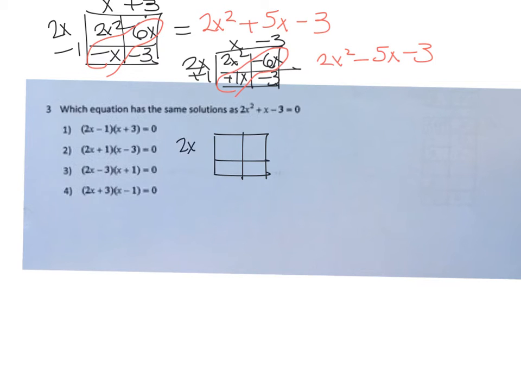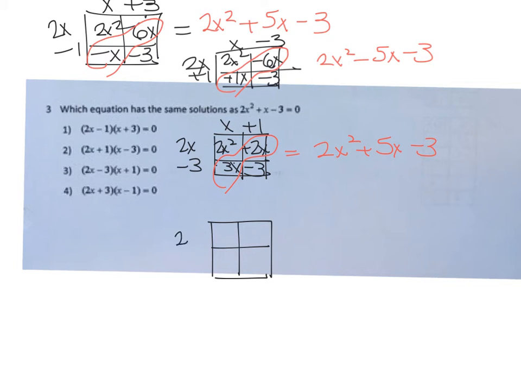2x minus 3. Oops. Minus 3 goes down here. I have x plus 1. Go ahead and multiply, so we get 2x squared plus 2x minus 3x minus 3. Outcome is 2x squared plus 5x minus 3. Okay, that doesn't work. Hopefully the last one does, or else we're in trouble here.